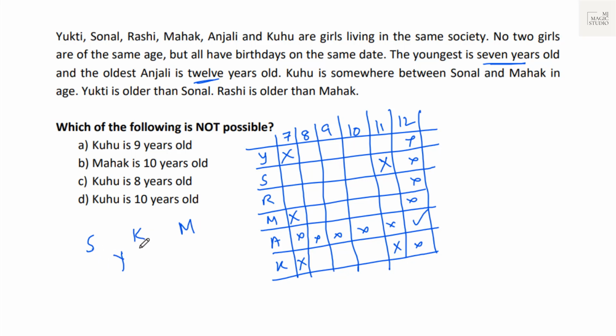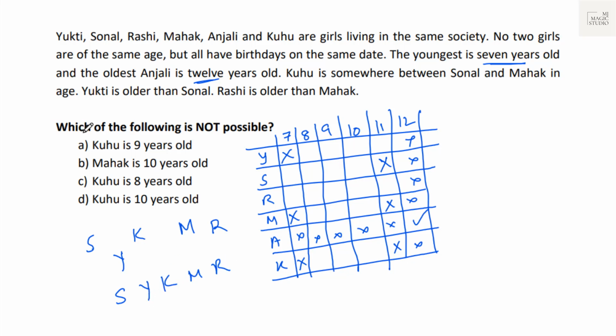After Sonal, we have K and M that we'll see. Rashi is older than Mahek. Rashi is after Mahek. That means Mahek cannot be 11 years old. Because if Rashi is 11, then Mahek can be either 8, 9, 10. So this is the basic format. S, Y can be here anywhere. Let me put it here.